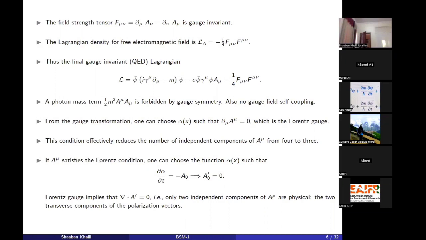You discover that even with this condition, you can play again with alpha, for example, to choose partial alpha by partial t to be minus A0, and you cancel A0 prime in the new frame. So you can even reduce it from three to two. And this is what we know experimentally, that the photon has only two polarizations, two degrees of freedom. However, we usually work with four degrees of freedom to keep the theory invariant under Lorentz, because this helps a lot in handling the theory without mistakes. However, we need to take those constraints into account in the Lagrangian as Lagrange multipliers or whatever in the detailed analysis of this QED.